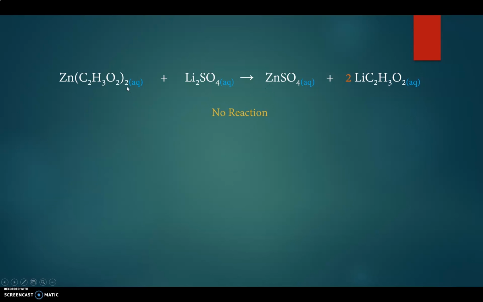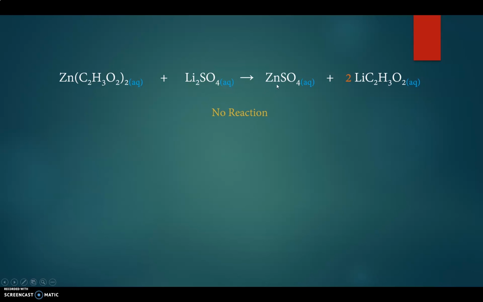2 acetates on the left means we'll need 2 lithium acetates. And now we have 2 lithium, and we have 2 lithium, 1 sulfate, 1 sulfate. Everything looks good. For physical states, acetate has a charge of 1, so this is aqueous. Lithium is a charge of 1, aqueous.